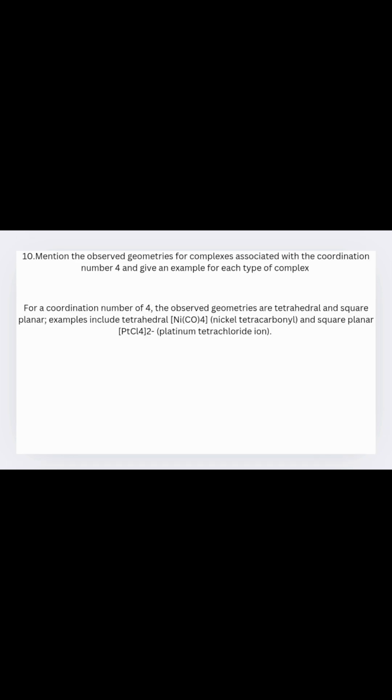And the last question, mention the observed geometries for complexes associated with the coordination number 4 and give an example for each type of complex. For a coordination number of 4, the observed geometries are tetrahedral and square planar. Examples include tetrahedral [Ni(CO)4], nickel tetracarbonyl, and square planar [PtCl4]2-, platinum tetrachloride ion.